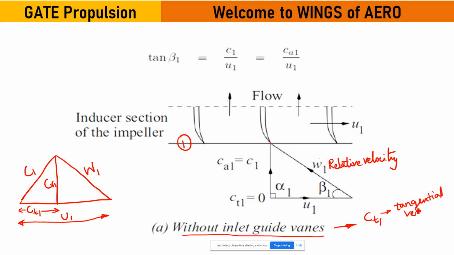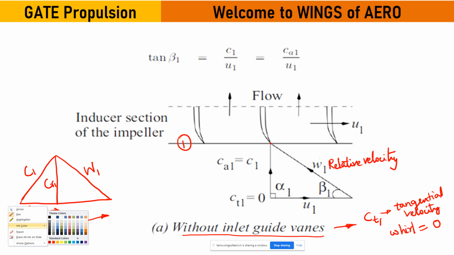Tangential velocity, or the real velocity, is equal to 0. There won't be any real velocity if there are no inlet guide vanes. Consider this: now this value has to be 0, right? This value is not there. That means this C1 will start to overlap over here, right?